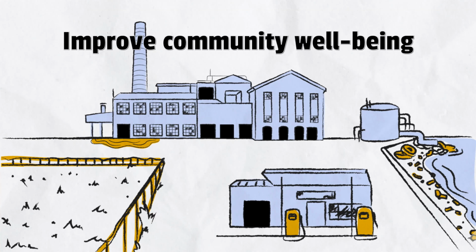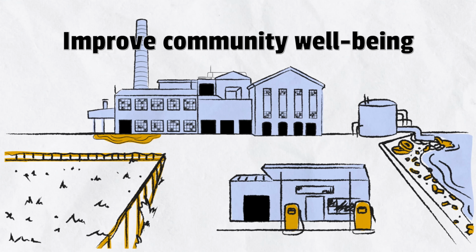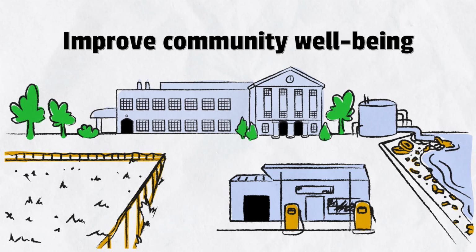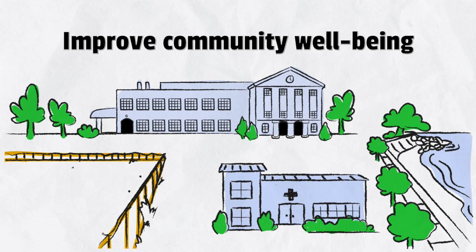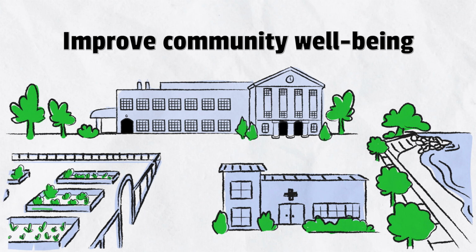Now, we see the factory, empty lot, old gas station, and polluted waterfront again. Text on the screen reads, Improve community well-being. These sites can be redeveloped into healthy and safe spaces that the community can enjoy, like new buildings, parks, trails, and community gardens. The factory is replaced by a new building and trees. The polluted waterfront is cleaned up, and there's a sidewalk and trees. The old gas station is replaced by a new doctor's office. The vacant lot becomes a community garden.